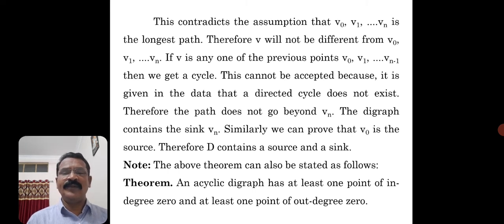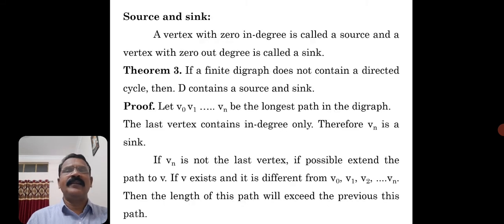How we have proved Vn is the sink, in the same fashion we will prove V0 is the source. Therefore, D contains a source and a sink. So what is the statement of the theorem? If a finite digraph does not contain a directed cycle, then D contains a source and sink. So this is how we have proved the result.